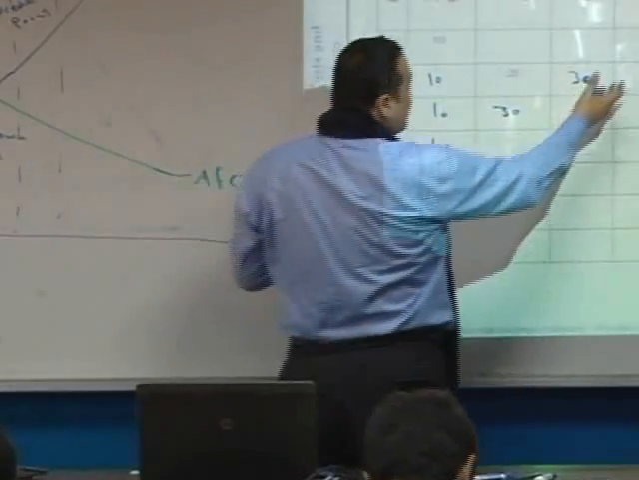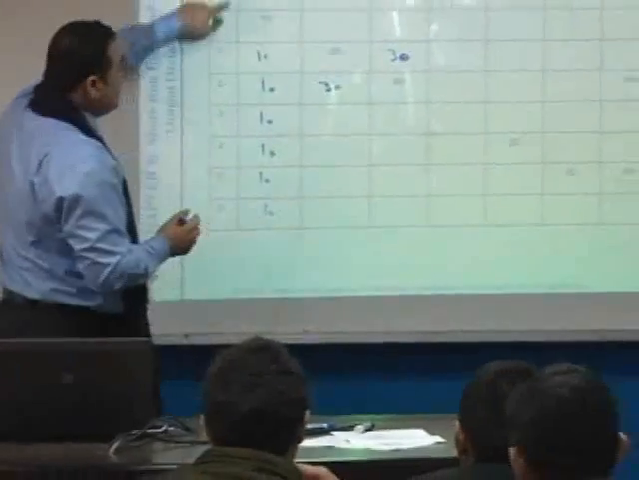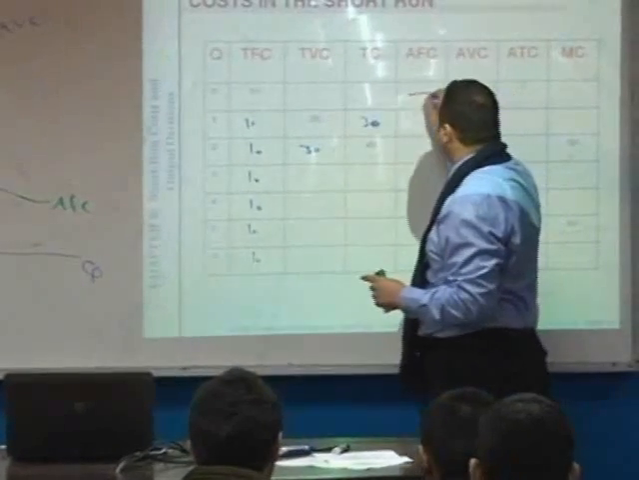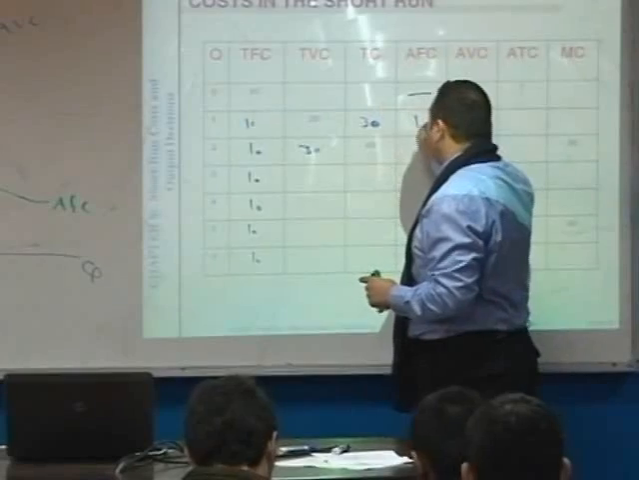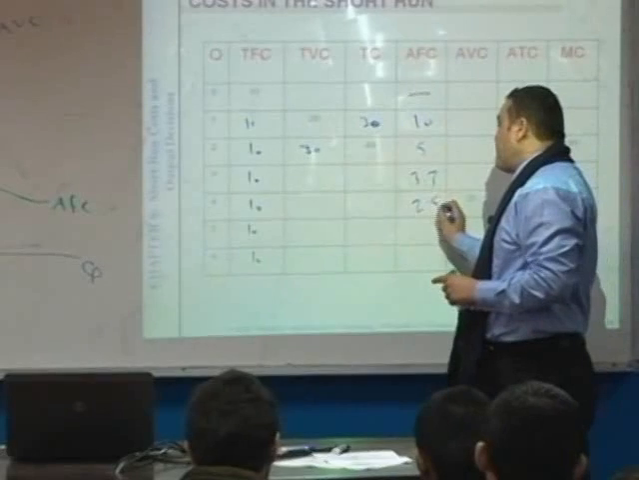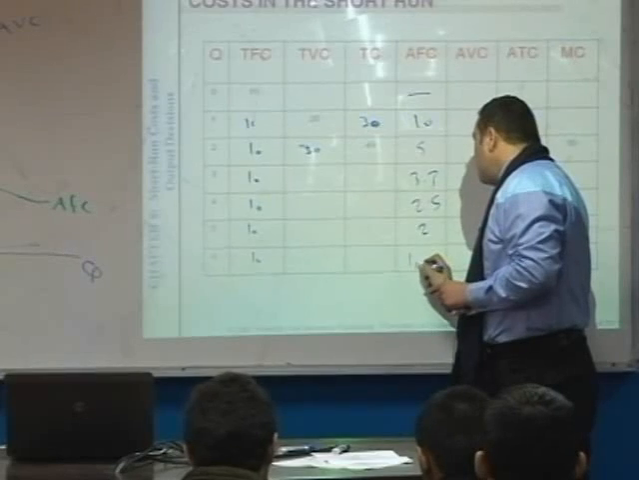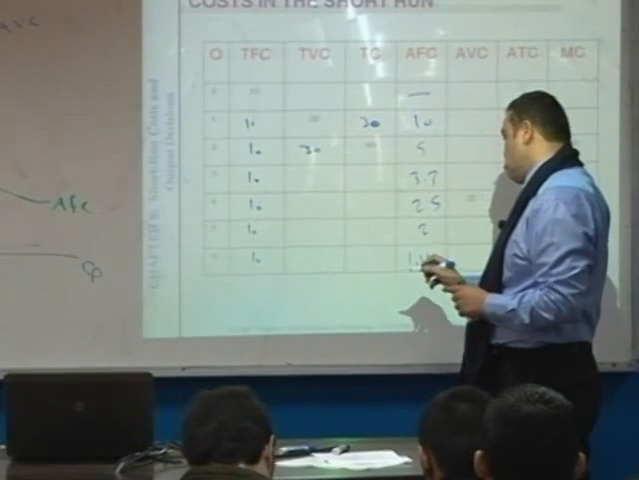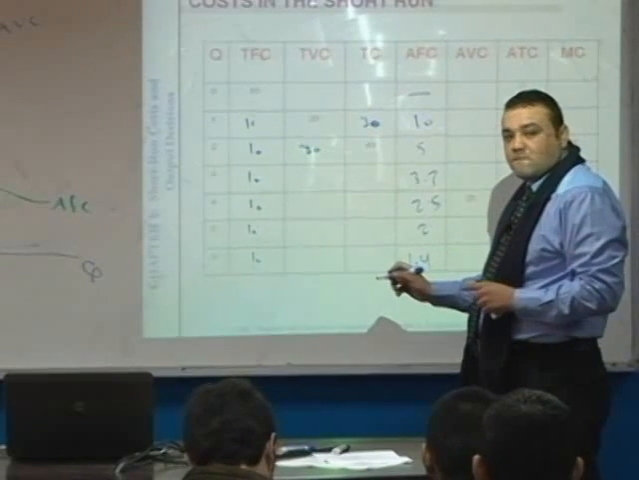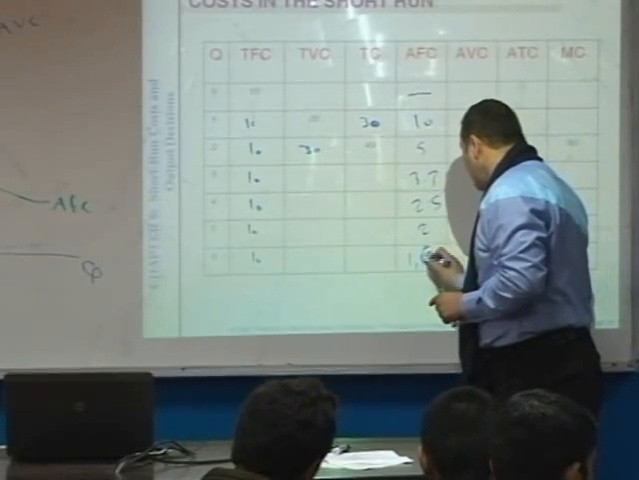What else? We can calculate AFC. AFC equals TFC over Q. So AFC equals, in this case, 10 over 1, 10, 5, 3.3, and 2.5, 2, what? 1 point, how much? 4. Okay. 6. 4 6, how much? 6 6 maybe. Someone calculate it on the calculator.